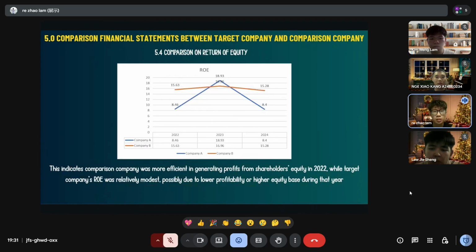So the next is comparison on return on equity. This graph indicates the comparison company was more efficient in generating profits from shareholders' equity in 2022, while the target company's ROE was relatively modest, possibly due to lower profitability or a higher equity base during that year.